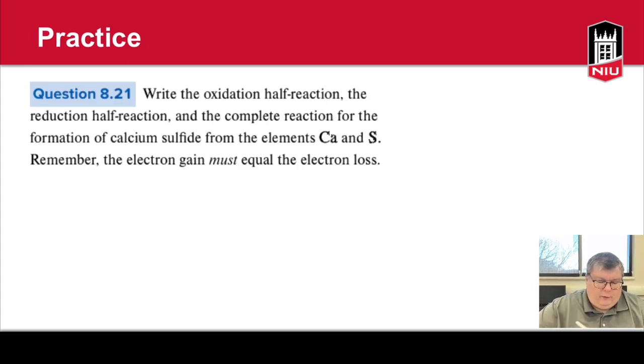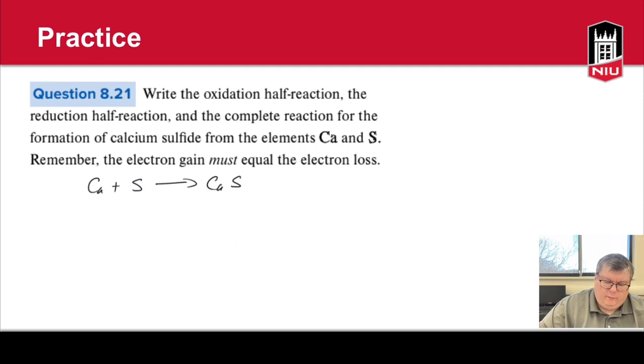Write the oxidation half reaction, the reduction half reaction, and the complete reaction for the formation of calcium sulfide from the elements calcium and sulfur. Remember, the electron gain must equal the electron loss. So let's write the first complete reaction. Calcium plus sulfur goes to calcium sulfide.